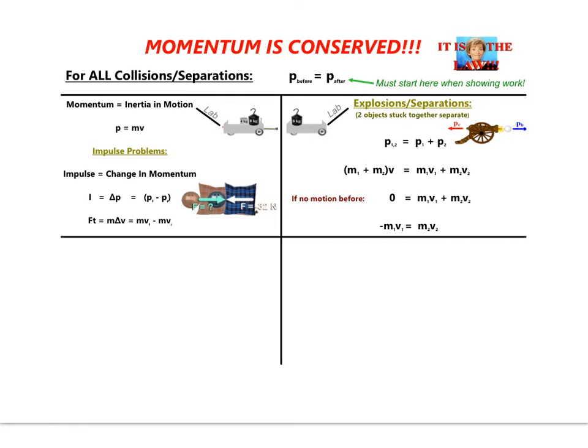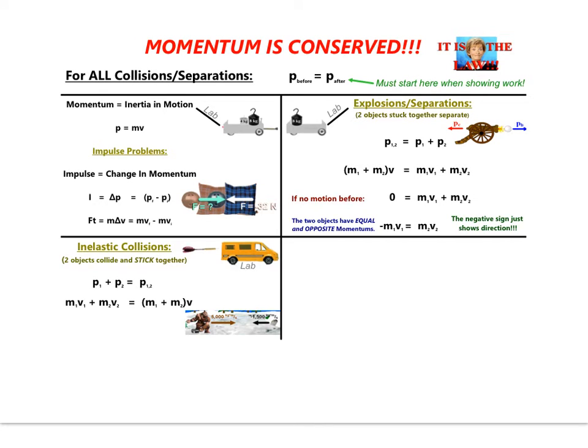Lastly, make sure that you realize that anytime there's an explosion or separation, the 2 momentums that are created afterwards are always going to be going away from each other, and one is going to have a negative velocity or a negative momentum, and you may have to plug that in when you're solving for whatever we ask you for.